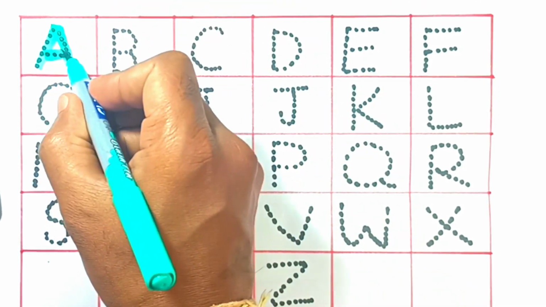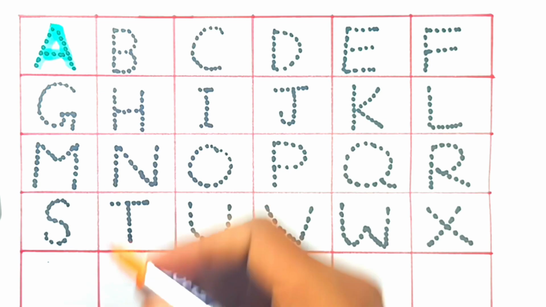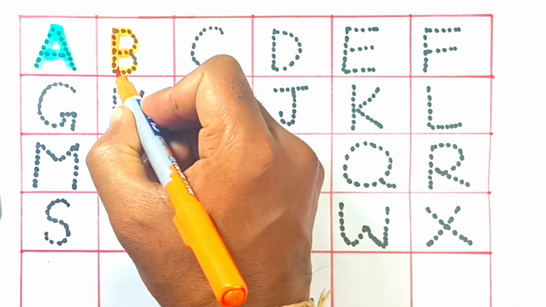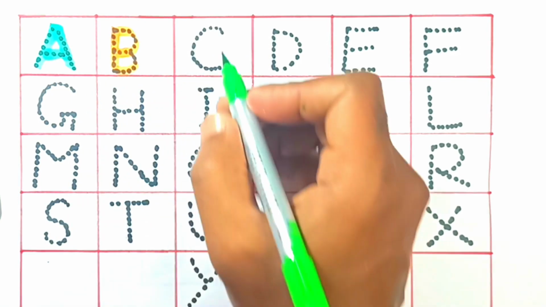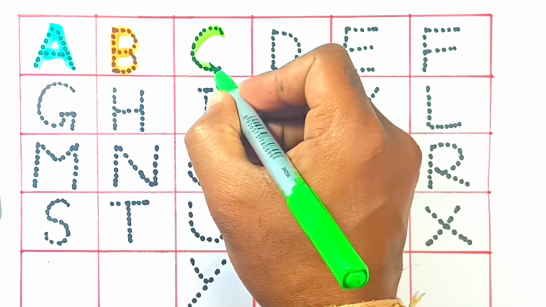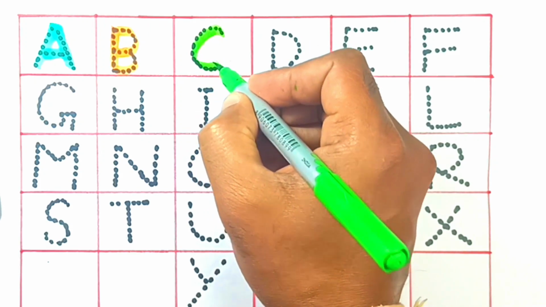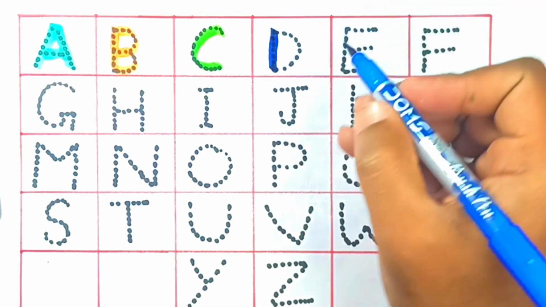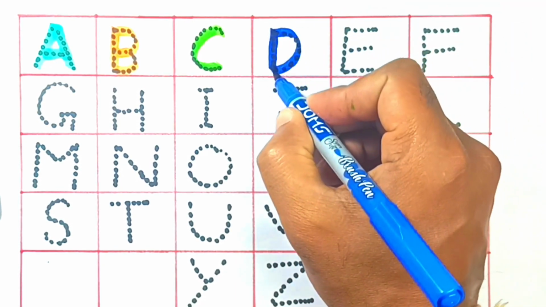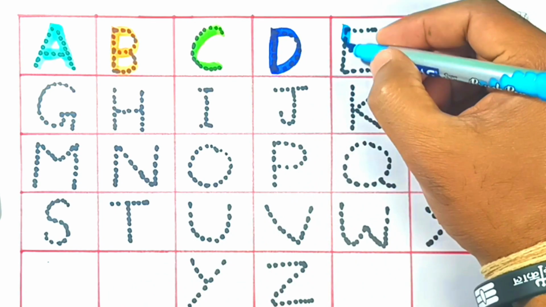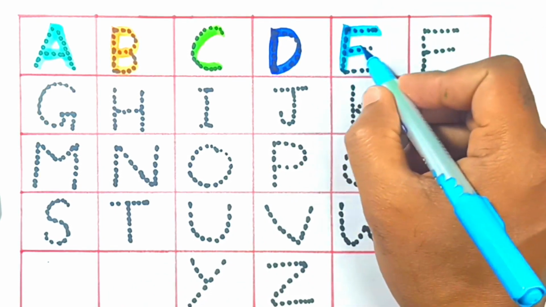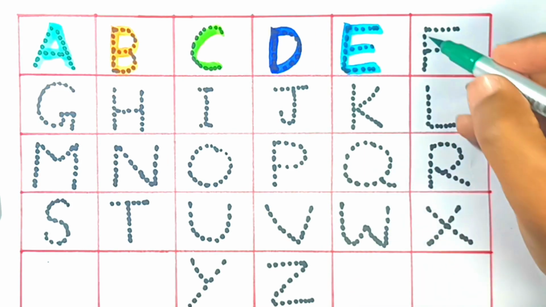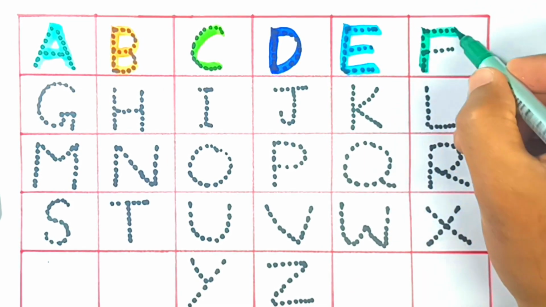A for ant. B for ball. C for cat. D for dog. E for elephant. F for fish.